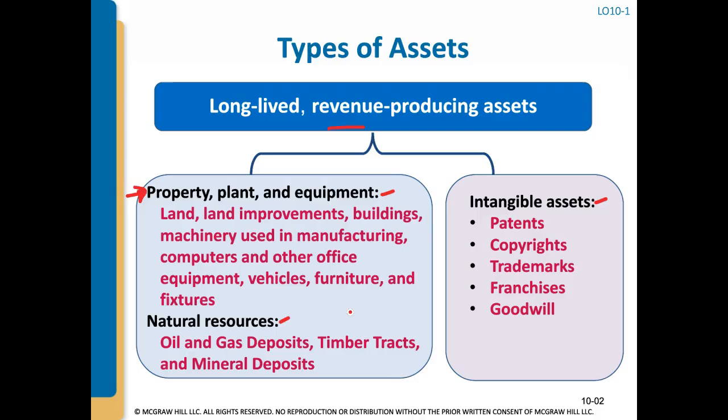Property, plant, and equipment are long-term assets on the balance sheet that help a company produce revenues. They are land improvements, buildings, machinery used in manufacturing, computers, office equipment, vehicles, furniture, and fixtures.